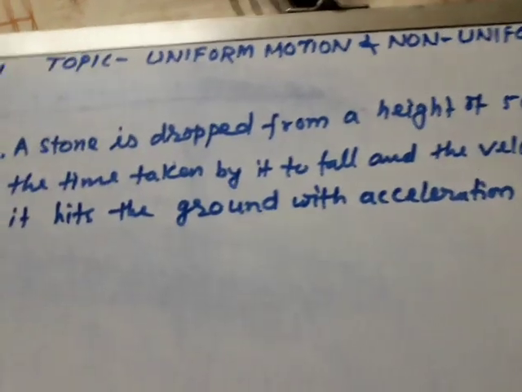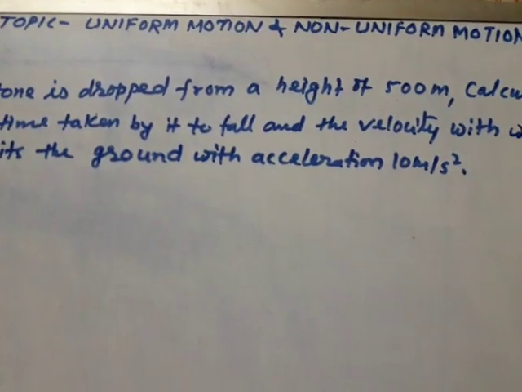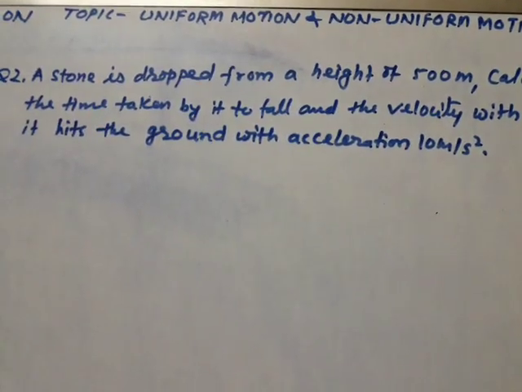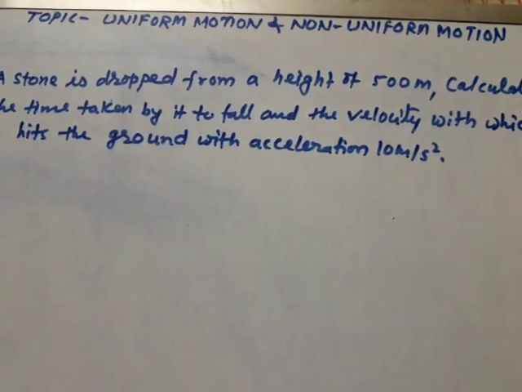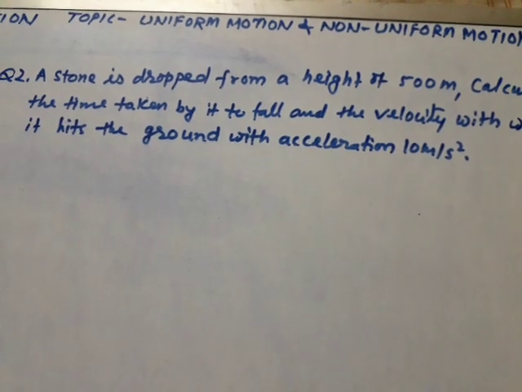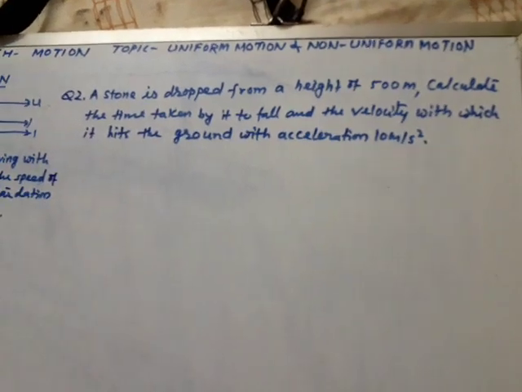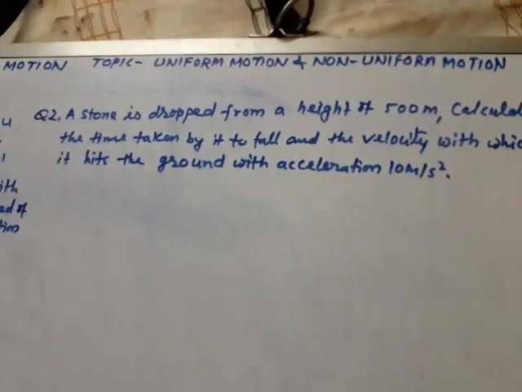Next problem is a stone is dropped from a height of 500 meter. Calculate the time taken by it to fall and the velocity with which it hits the ground, with acceleration 10 meter per second square. So here acceleration is uniform. Now we have to tell about the motion of the object.